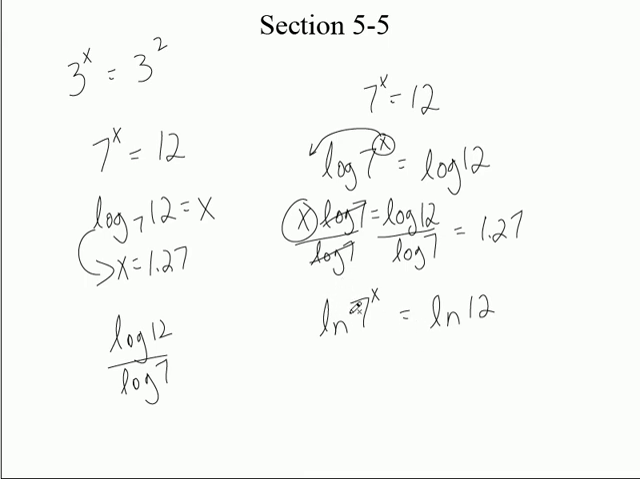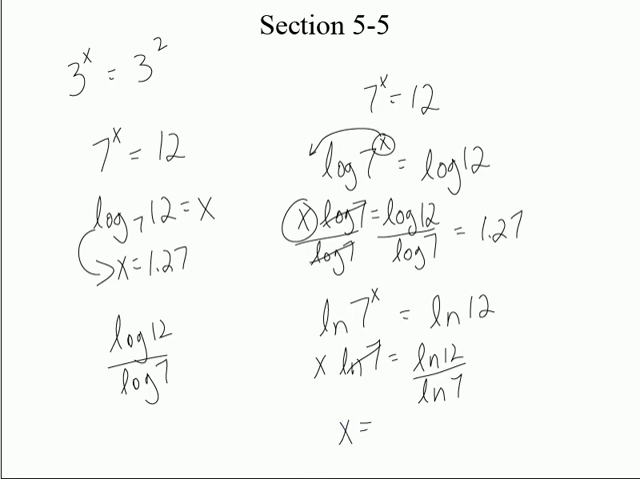All right? So we could do this as well. Do the same step. The x goes out in front, so it's x natural log of 7 equals natural log of 12. Divide both sides by natural log of 7. We'll just do it like this quickly. Watch what x is equal to. X is equal to that.